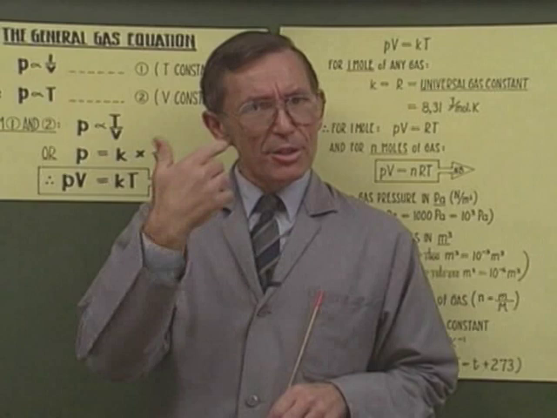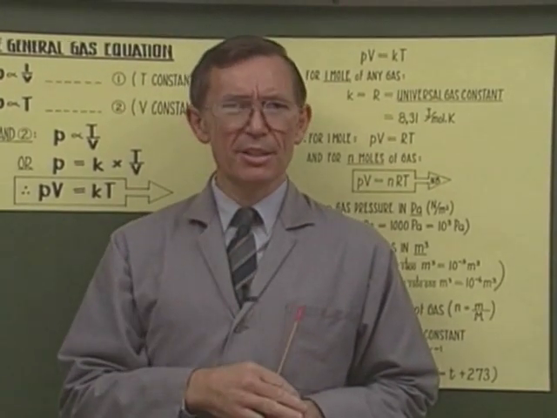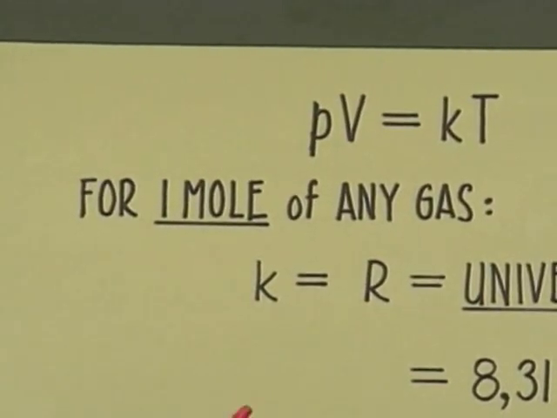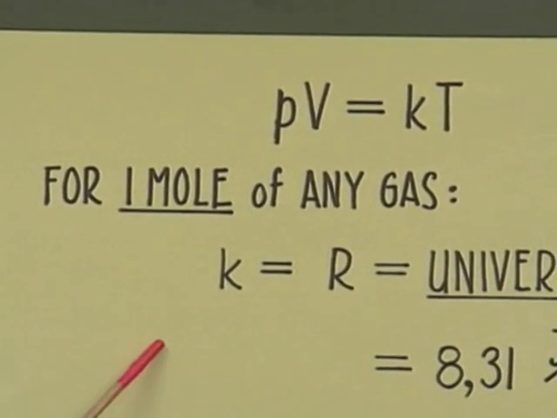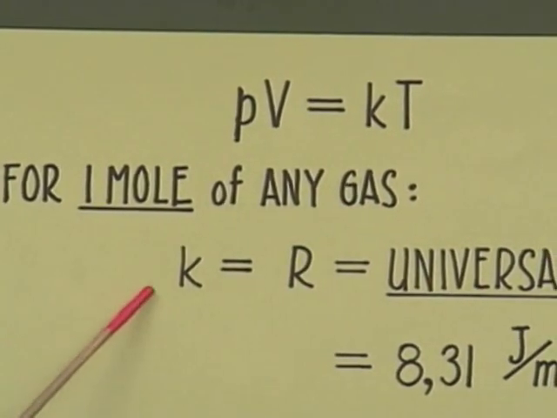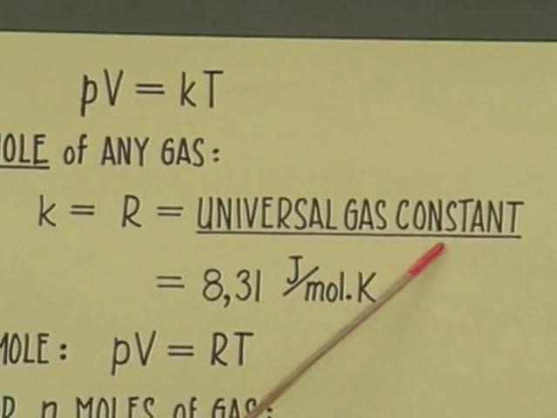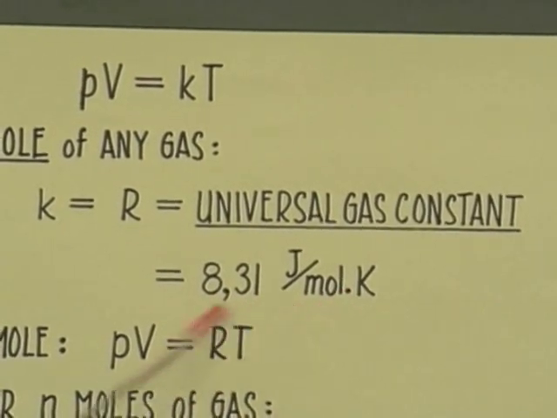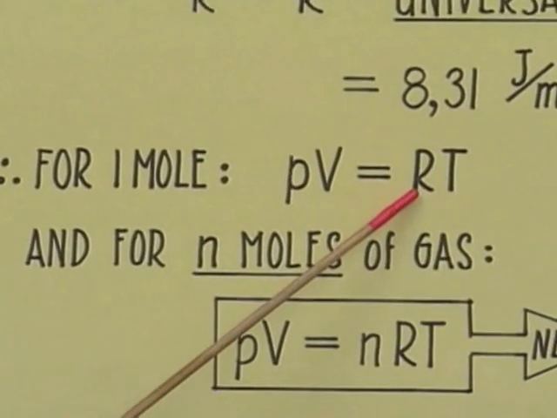If we take a larger volume of gas, at a given pressure and at a given temperature, the value of K will be larger and so on. We can solve the problem as follows. If we always use the same volume of gas in the container, then the value of K will always have the same value. If we use 1 mole of any gas in the container, then K has the special symbol R, and we call this the universal gas constant, which has a value of 8,31 joule per mole Kelvin.